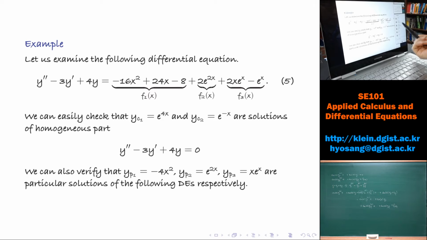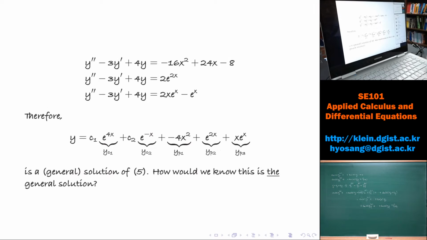Okay? And then using the fact that this part, c1 yc1 plus c2 yc2, is a solution to the homogeneous differential equation, and this sum of three functions is a particular solution to the non-homogeneous differential equation, using the principle of superposition 2, we can say that the sum of these functions is now a general solution to the non-homogeneous differential equation given in the beginning of the example.